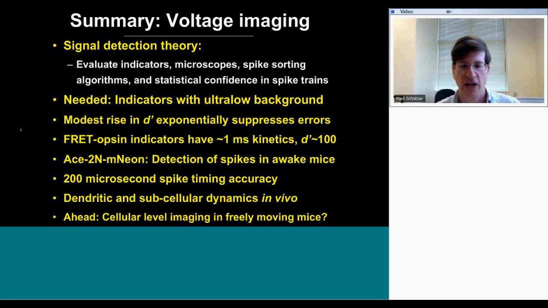We're looking at different facets of dendritic and subcellular voltage dynamics, as I just showed you, and we're hopeful that ahead of us, we may be able to attain cellular level imaging in freely moving mice using these new voltage indicators.